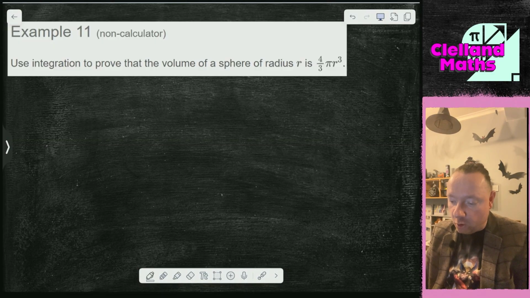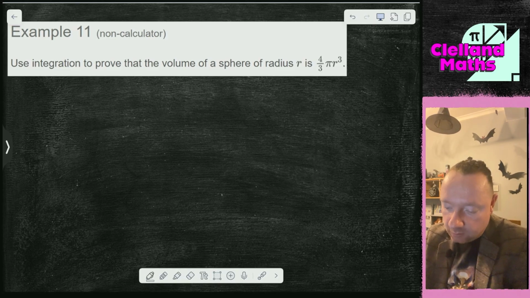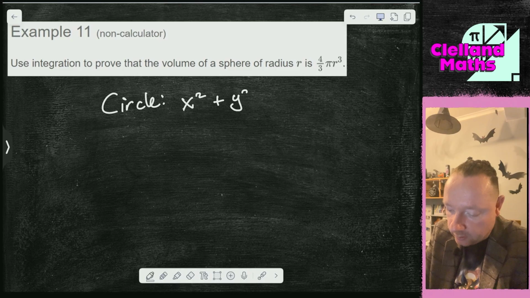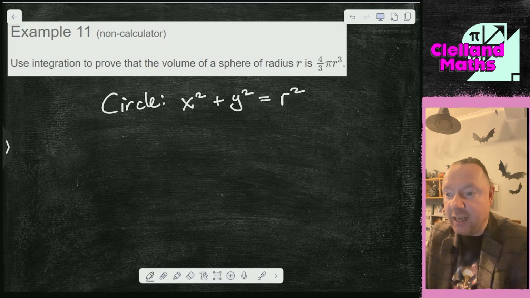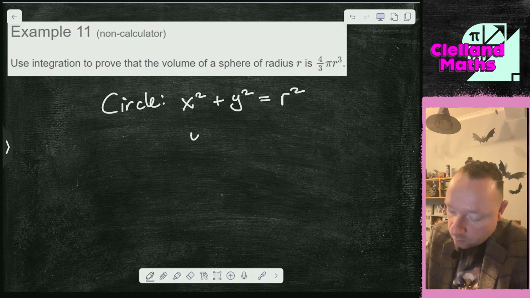Example 11. Use integration to prove that the volume of a sphere of radius r is 4/3 pi r cubed. Right, let's have a look at this. So imagine from Higher Maths that we've got a circle. We know the equation of a circle is x squared plus y squared equals r squared, assuming that the centre is 0, 0, of course, yeah? So now we can rearrange that to get y squared is r squared minus x squared.